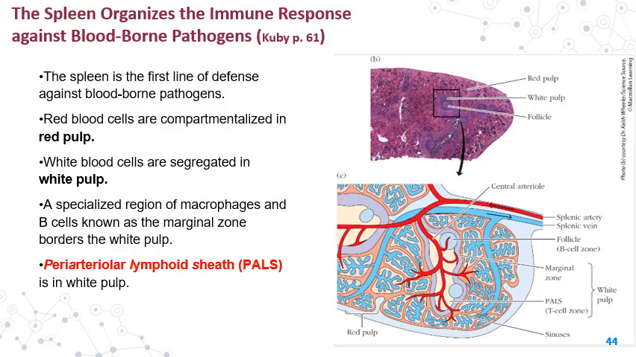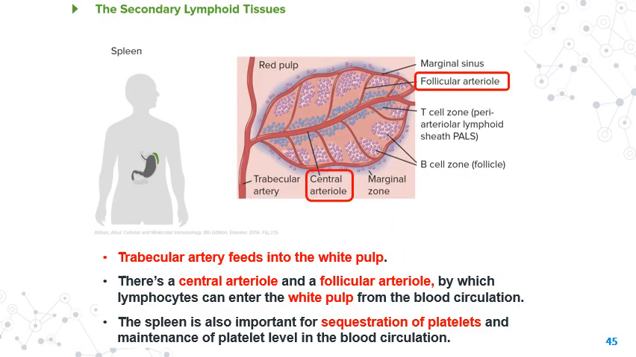Okay, so areas of the spleen here. Defense against blood pathogens. You have mainly two areas in the spleen: you have the red pulp and you have the white pulp. We're going to look into those areas here.